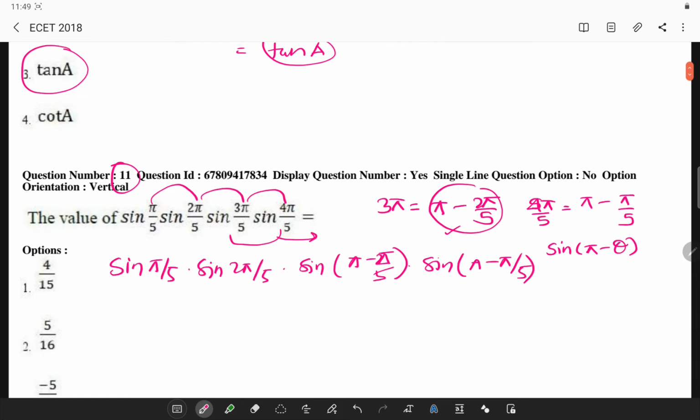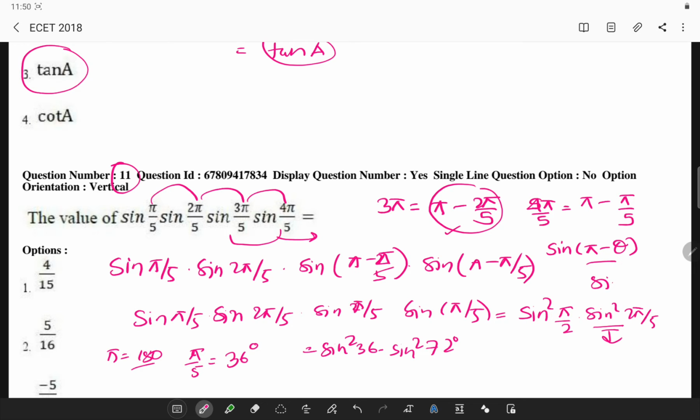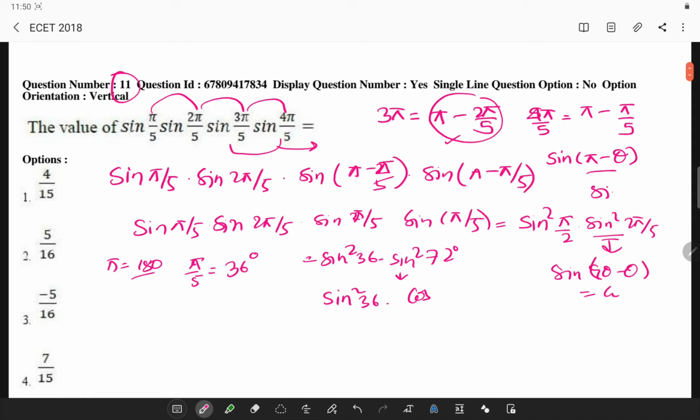So sine 180 minus theta is sine theta. So this is sine pi by 5 into sine 2 pi by 5 into sine pi by 5 into sine 2 pi by 5 into sine pi by 5. So this is nothing but sine square pi by 5 into sine square 2 pi by 5. Now pi is 180, so pi by 5 is 36 degrees. Now again we have to remember the equality. So this is sine square 36 into sine square 72. So sine 90 minus theta will be cos theta. So I can just simply write this as sine square 36 into cos square 18 degrees.